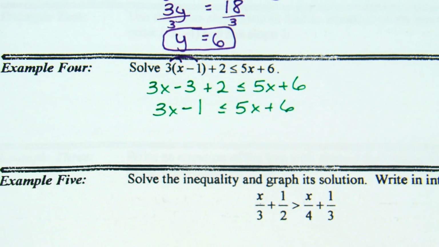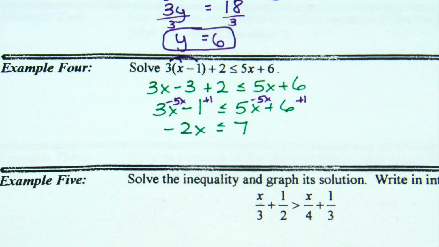So if we do that, and actually it gives me an opportunity to show something, we're going to subtract 5x, subtract 5x. If I'm moving variables to the left, then that means I'm going to move constants or numbers to the right. So then the minus 1, we're going to add 1. 3x minus 5x is negative 2x, less than or equal to 6 plus 1 is 7.